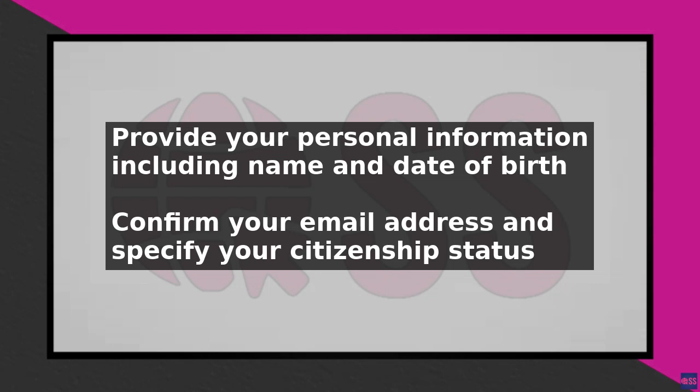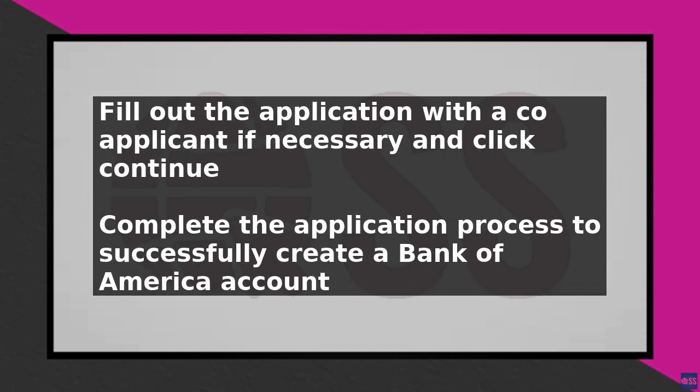You will then be required to provide your personal information, including your name, date of birth, address, phone number, and email address. Confirm your email address by re-entering it in the provided box. You will also need to specify whether you are a U.S. citizen and provide details about your employment status and source of income. If you are applying with a co-applicant, be sure to select the corresponding option.